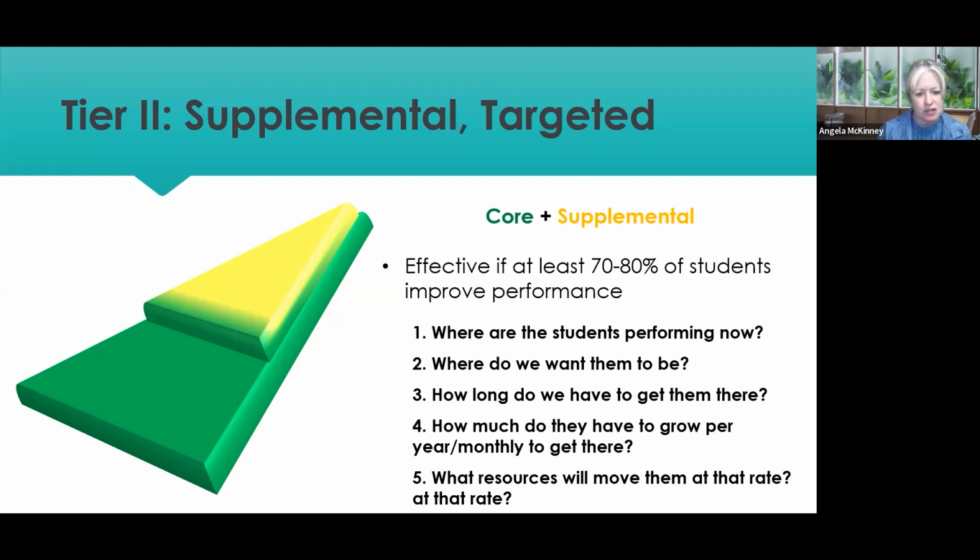But the bigger issue for me is that it has to be targeted, which means I'm not just going to give you more reading. It's what is it about your reading that you're struggling with? Is it decoding? Is it phonemic awareness? Is it comprehension? Tell me what exactly we need to focus on so that when you get this support or this additional instruction, it is tailored to what you need. Because if you give me something that isn't tailored to what I need, you could be giving me something I already have, and that's wasted time.